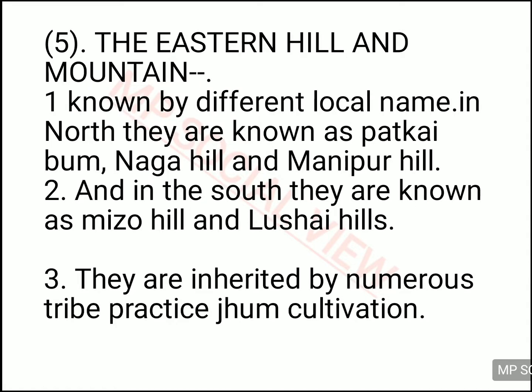The fifth regional division is the Eastern Hills and Mountains. The Eastern Hills and Mountains are known by different local names, like Naga Hills, Manipur Hills and Patkai Hills in the northern part. And in the southern side, these hills are called Lushai Hills and Mizo Hills. It also has many types of tribal people, and they practice jhum cultivation there.